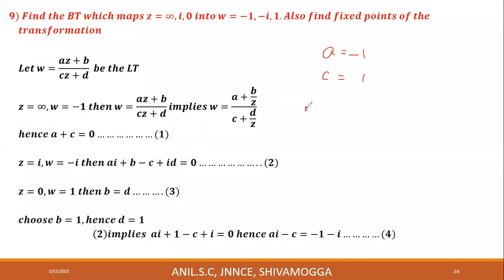Therefore, the required transformation w is equal to az plus b. A is minus 1, therefore minus 1 into z, minus z, plus b is 1, divided by cz, which is z, plus d, which is 1. Therefore, this is equal to (1 minus z) divided by (1 plus z). This is the required bilinear transformation: w is equal to (1 minus z) divided by (1 plus z).